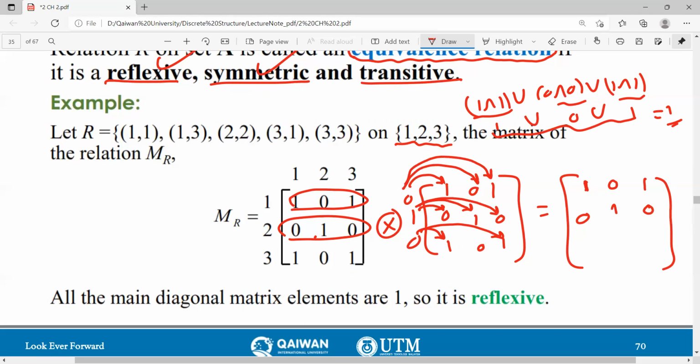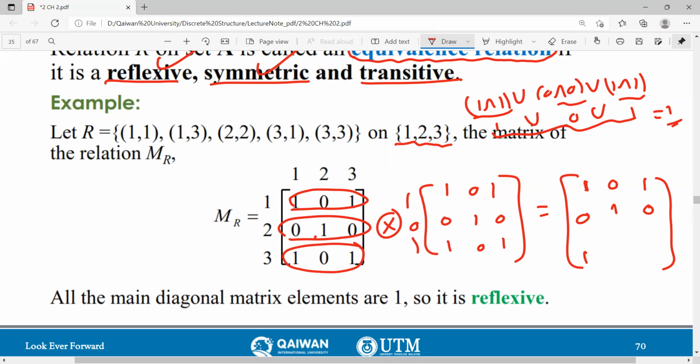And then for the third row, we are going to take the third row 1 0 1, and the result is 1 0 1. Okay, if we multiply it by this, then by this, and then by the third column, we get 1 0 1.